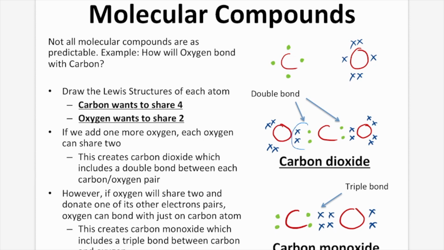So we have a double bond here and a double bond there. The double means that there are 2 pairs of electrons. However, if oxygen will share 2 and donate one of its other electron pairs, oxygen can form with just 1 carbon atom. This creates carbon monoxide, which includes a triple bond between the carbon and the oxygen.